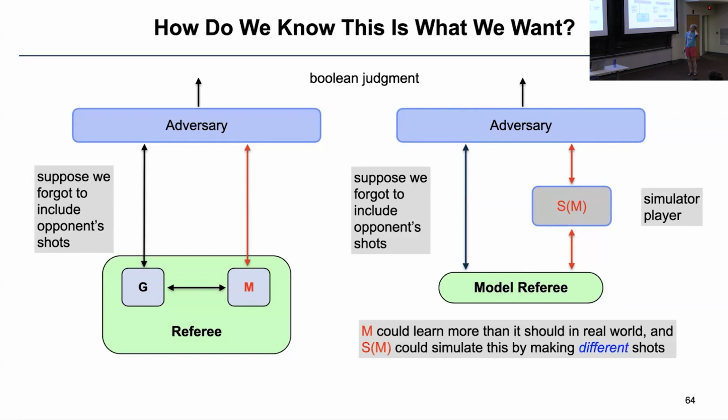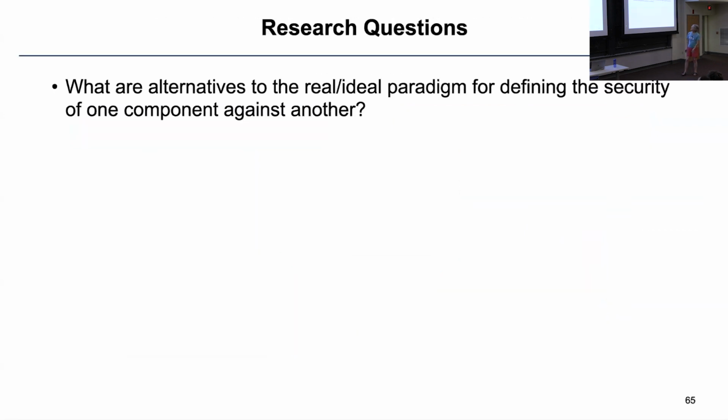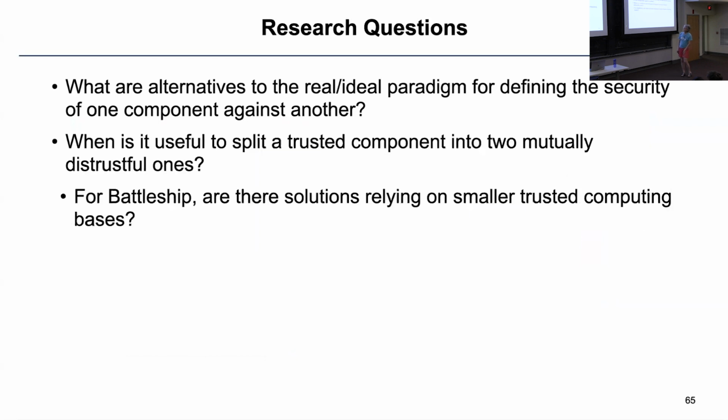Okay, so let's see. What are our alternatives to the real ideal paradigm for defining security in this setting is a really interesting question to think about. There's a downside, I think, to the real ideal paradigm, which is precisely that thinking in terms of this procedural way of defining the ideal functionality, it's hard to get it right. And so maybe it would be really great if you could just describe what you wanted using some kind of logic or something like that, but I don't know how to do that, but you might. And so I think this is an interesting direction.